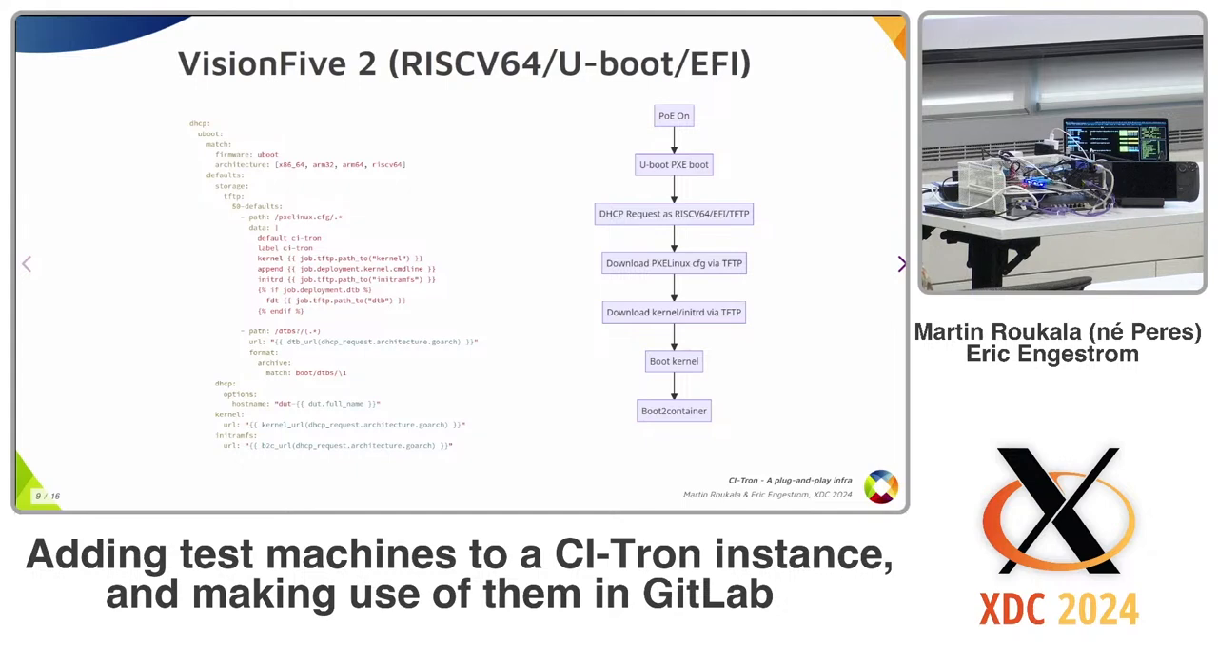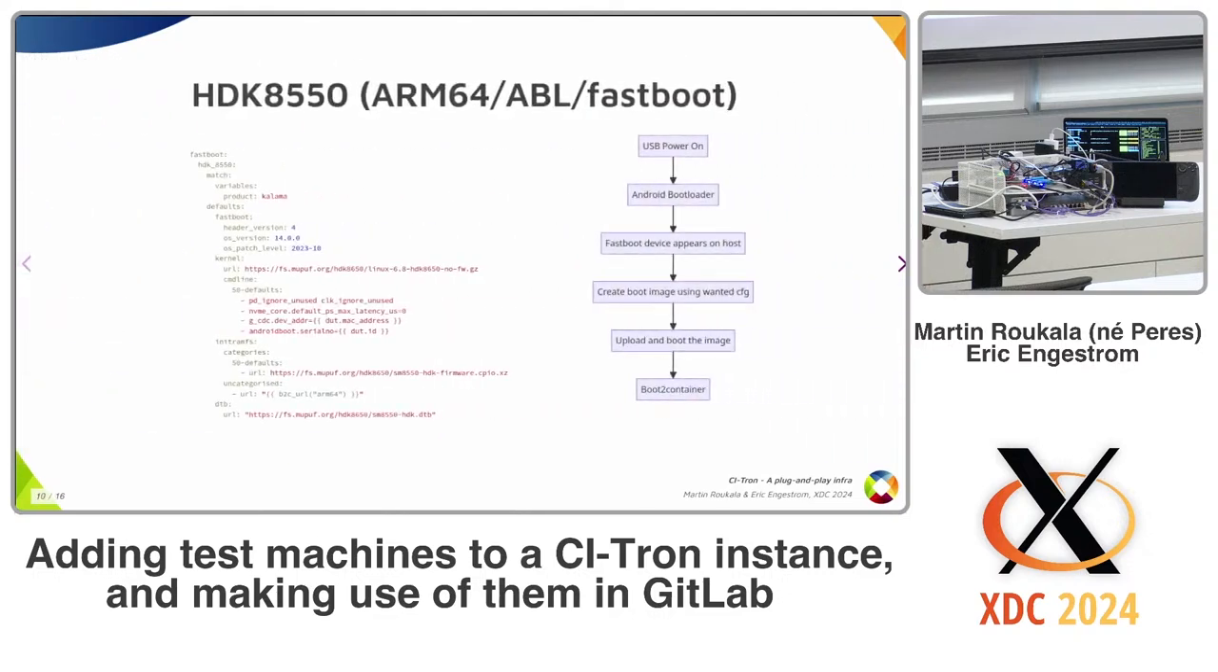This one is a bit of a simpler setup, but we're using a power over Ethernet switch to provide both power and network together. And this one is a RISC-V board. And the last one is an Android, and this one we use fastboot to boot it, which is different. It's not a network request; it's a new USB device that pops up.